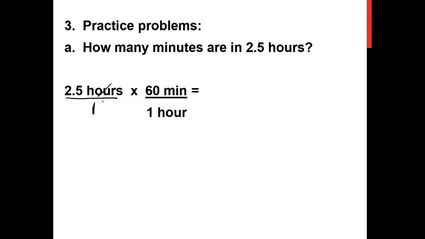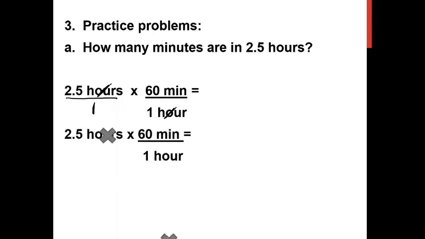So this is really on the top of our division bar, and we also have hours on the bottom, so those will cancel and go away, leaving us with the only unit we have left, which is minutes. And mathematically we need to take 2.5 times 60 and then divide that by 1, and you should get 150 minutes.